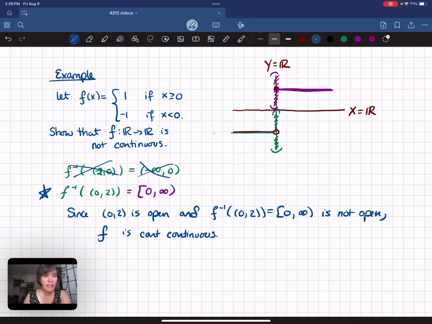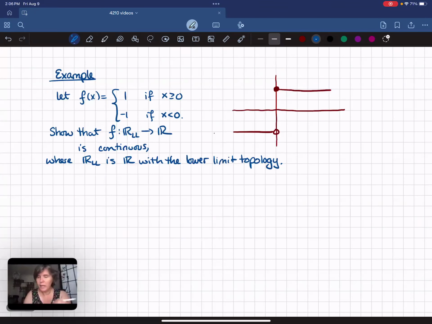All right, now let's vary this problem a little bit. What if I keep the same function, but I change the domain to R with the lower limit topology? And recall that the lower limit topology is the topology where basic open sets have the form of intervals a comma b, where a is included and b is excluded.